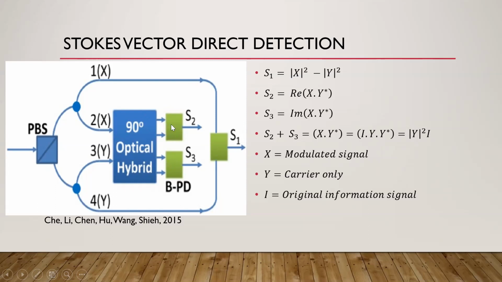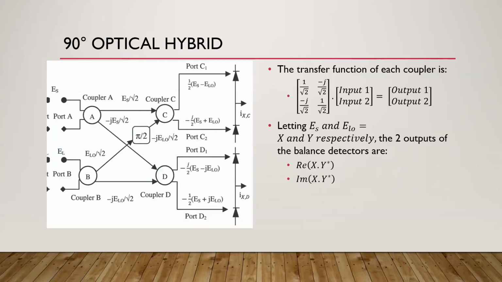Then for S2 and S3, we need to rely on how the optical hybrid works. So we'll have a look at that first of all, just as an aside. This is a schematic of a 90-degree optical hybrid. It looks a bit intimidating at the moment, but essentially what we've got coming through on the left-hand side in port A and port B is the X and Y signals. We've got 4 couplers, A, B, C, and D.